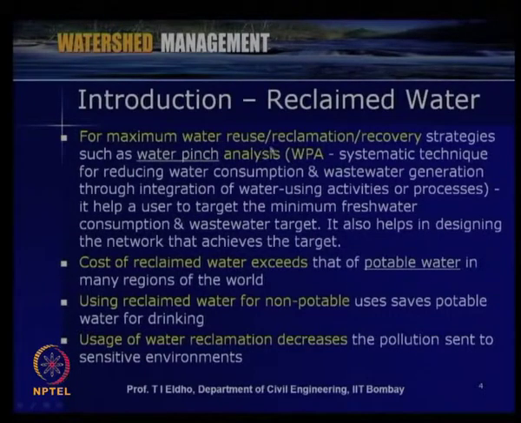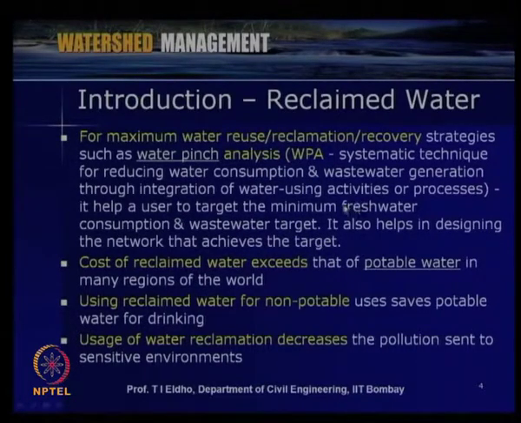Now when we look into reclaimed water, for maximum water use, reclamation or recovery, we have to select appropriate strategies, such as water pinch analysis, which is done in many countries. It is a systematic technique for reducing water consumption and wastewater generation through integration of water using activities or processes. This water pinch analysis is a scientific method so that we can identify how much water is to be reclaimed or how much water is coming as wastewater, and how we can go for reducing water consumption and wastewater generation. This kind of analysis helps a user to target the minimum fresh water usage and the wastewater target.